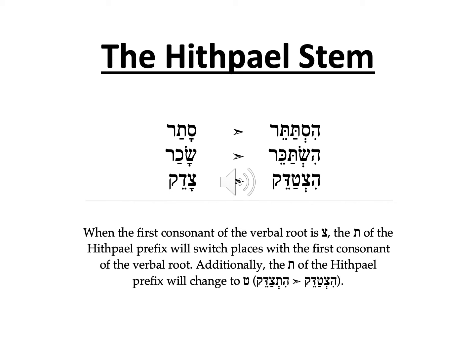Here, you will also notice that tzadeh not only changes places with the tav, but the tav actually becomes a tet. And you can see it here, hit tzadek instead of hit zadek. In the instances with a sin and a samek, the sin and the samek have simply switched places with the tav, so that instead of hit sater, we have his tater, and instead of hit saker, we have his taker. It's just an oddity of the Hithpael, but again, it becomes very obvious that we're dealing with a Hithpael because one of the root letters has actually moved.